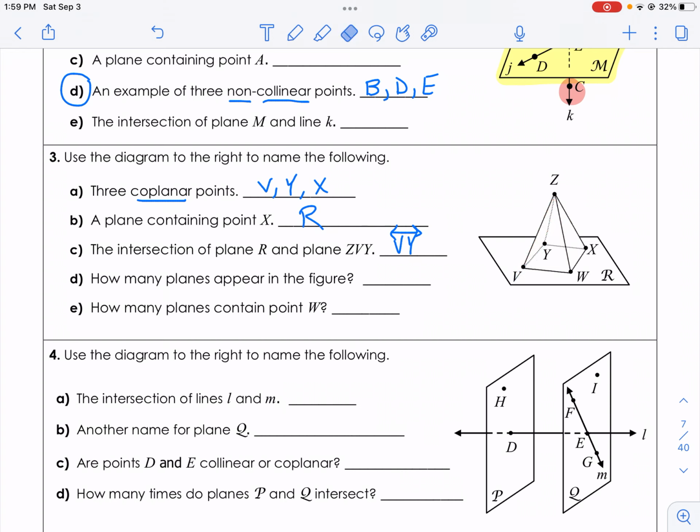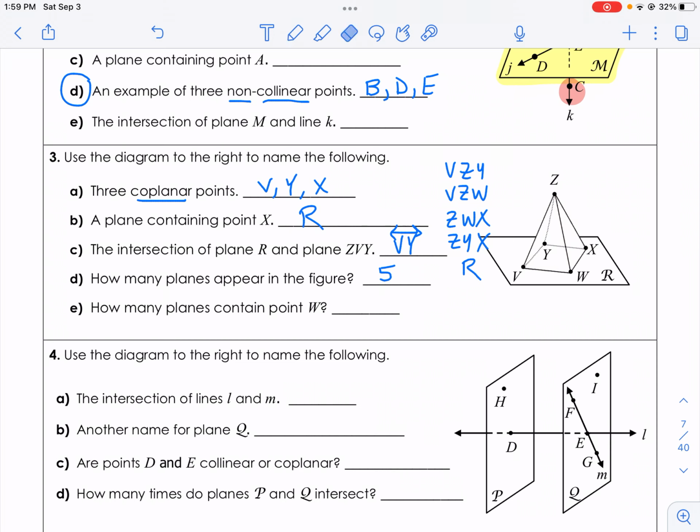How many planes appear in this figure? Well, we have the one that we just did a second ago, this one here. Let me just write that down, VZY. We have the one sort of in front, this little pyramid we've got going on, VZW. We have the one sort of on the right side over here, that would be ZWX. And again, the order doesn't really matter. There's the back of the pyramid, ZYX. And then there's that plane R at the bottom. So we have the 4 sides of the pyramid and then the base of everything. So that would be 5 planes in the figure.